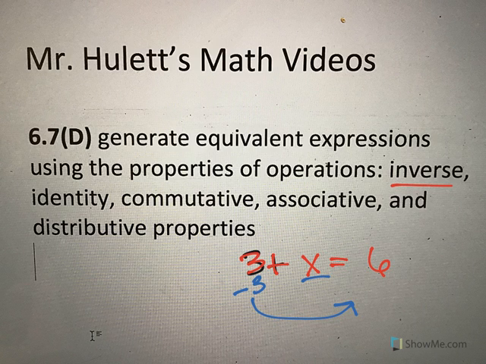And of course we have to keep our equation balanced. So that would cancel out. 3 minus 3 is 0. And then whatever you do to the left side, you do to the right side. And so that would give us x equals 3. So inverse is somewhat similar, not exactly, but doing the opposite of something to isolate a variable.